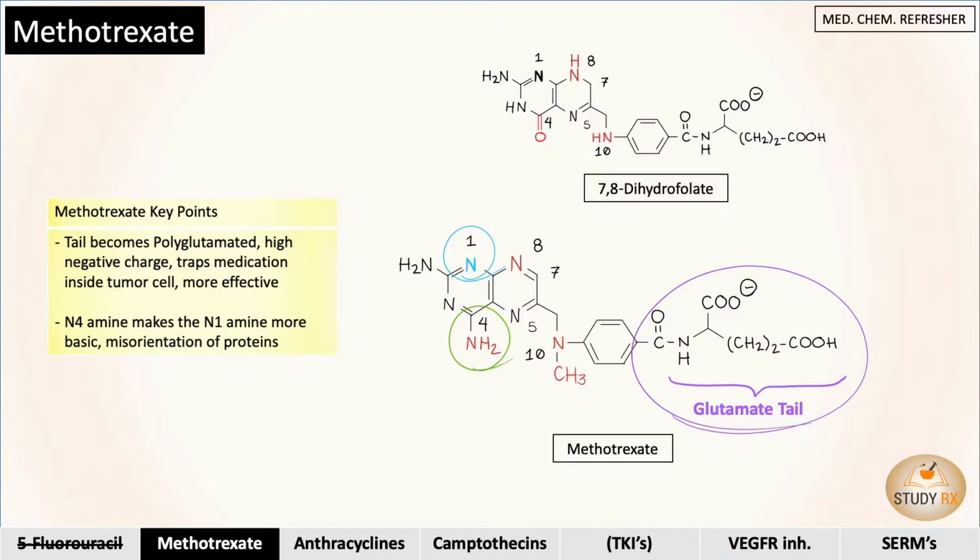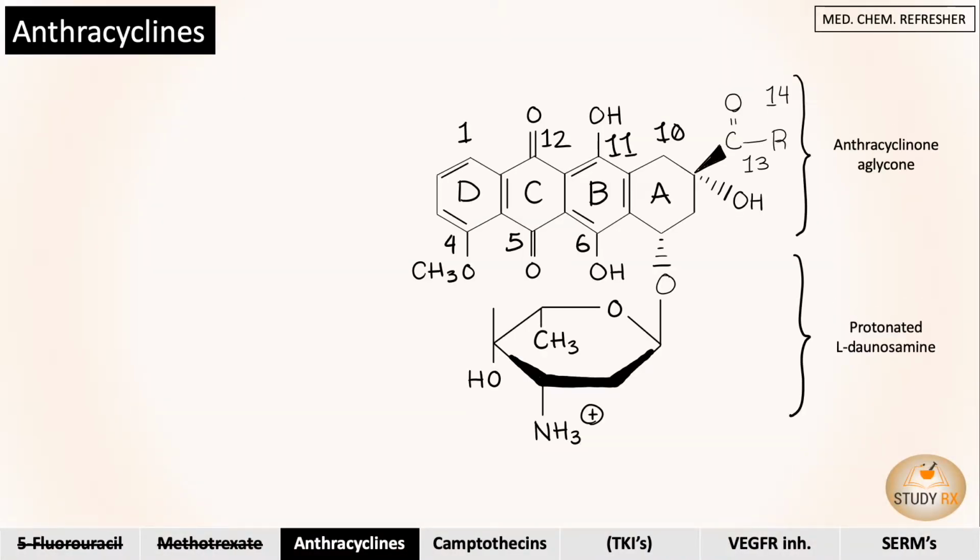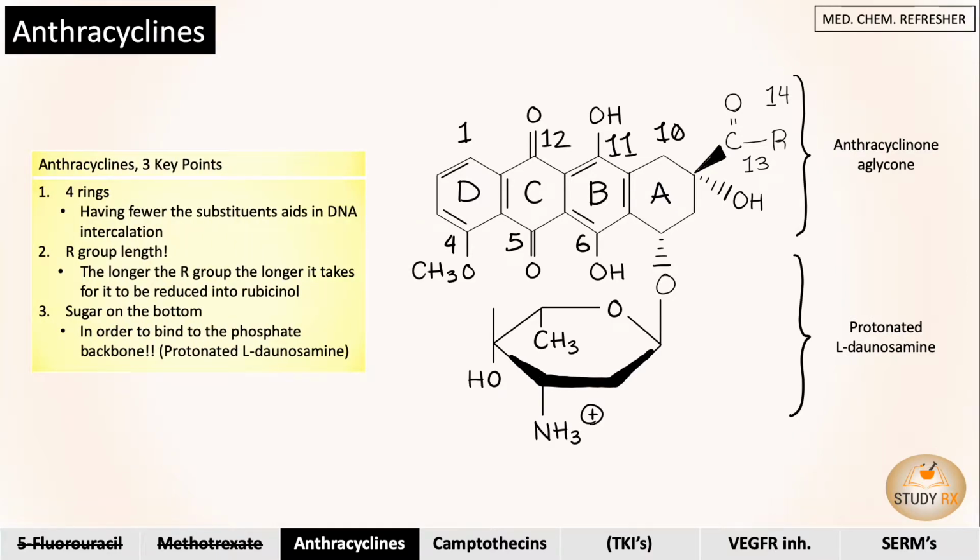So dihydrofolate is the top structure and methotrexate is the bottom structure. As you can see, they're a little different. They're pretty much flipped. This is due to the N4 making the N1 more basic, which means it flips it. So the next group we're going to talk about is anthracyclines. So this type of drug, the way it works is it intercalates into the DNA.